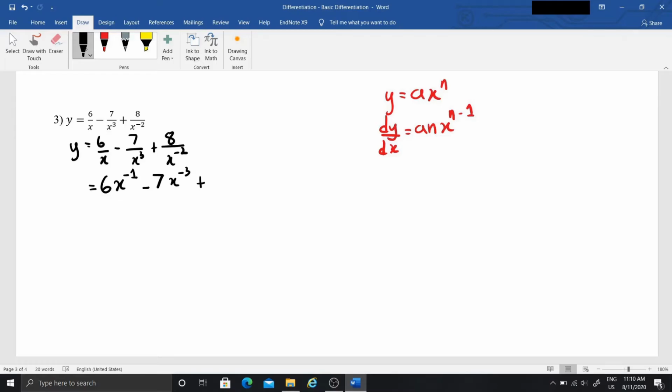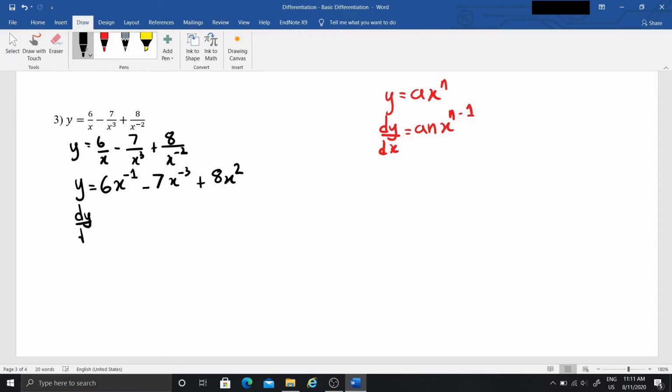And the third term, the power is negative 2. When you flip it over, it will become positive 2, which is x^-2. Sorry, plus 2. Now you have a basic differential form. Now you use differential to solve the equation.